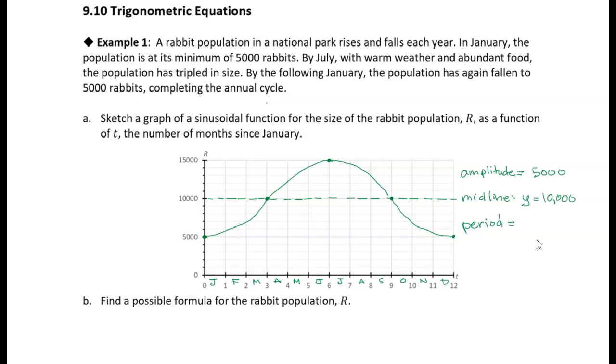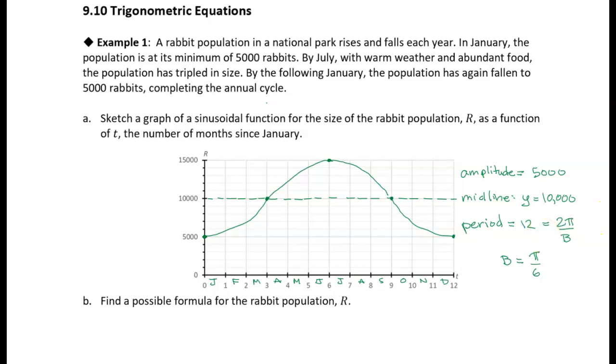The period is 12. And the period is also 2 pi over b. So if we're going to write a possible formula, we need to have b. So if we solve for b, we end up with b equal to 2 pi over 12, which happens to be pi over 6. All right, so I think now we have everything we need to write the function.